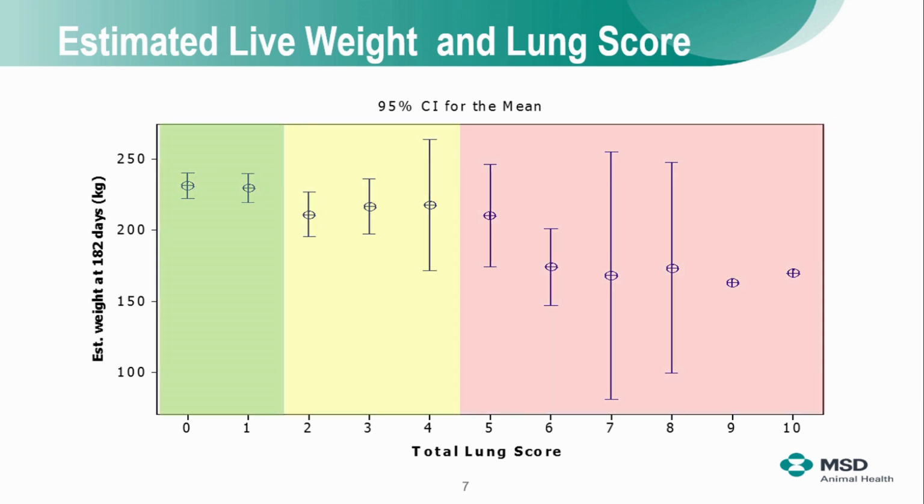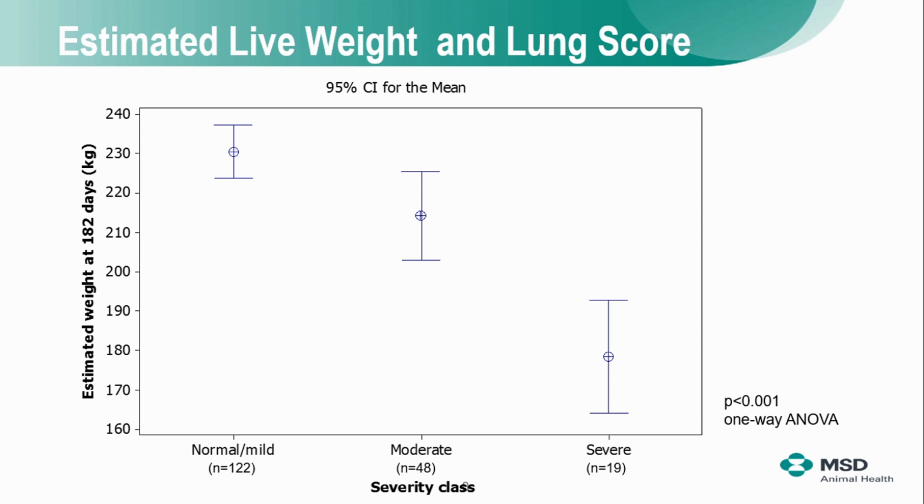Scores of 0 to 1 were classified as normal to mild. Scores of 2 to 4 were classified as moderate lung damage, and scores of 5 or above were classified as severe lung damage. Again, we're looking at the mean live weights under those classifications. On the x-axis, we have the 3 classifications. There's 122 animals in the normal to mild category, 48 animals in the moderate category, and 19 animals in the severe category.